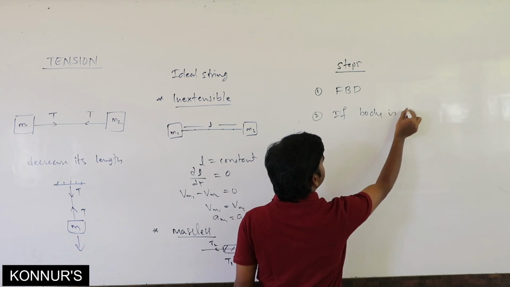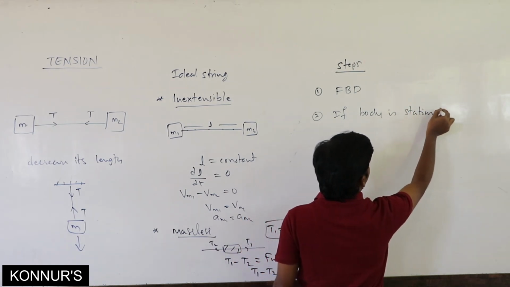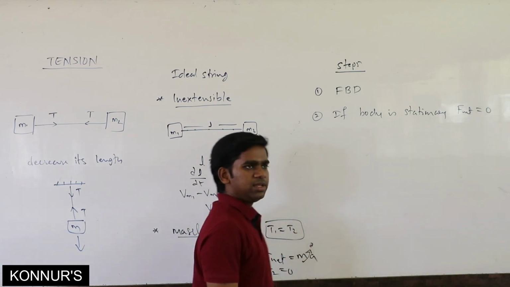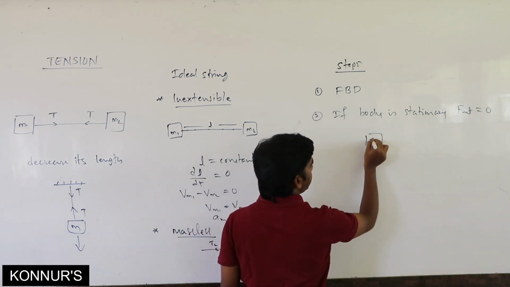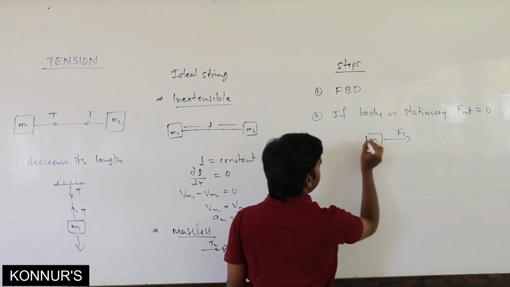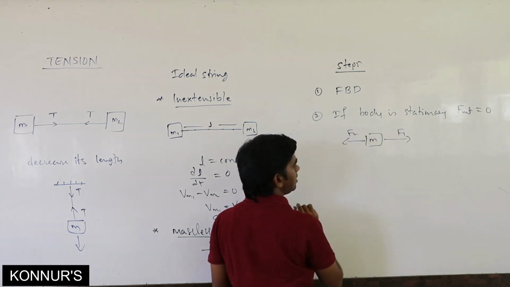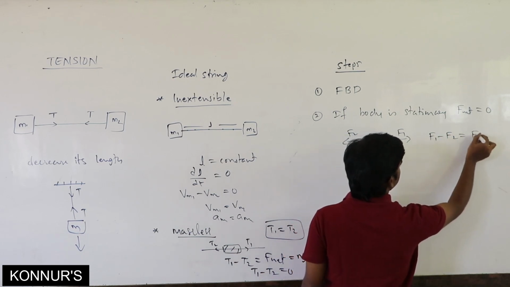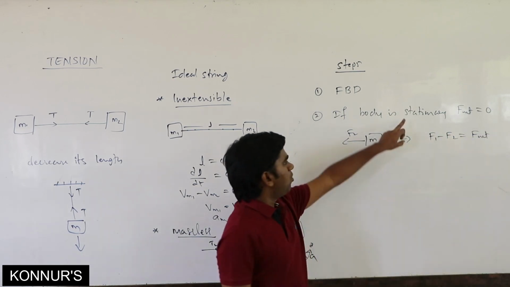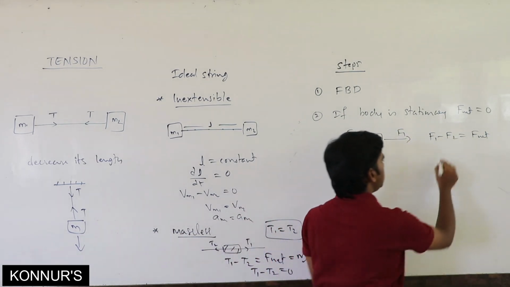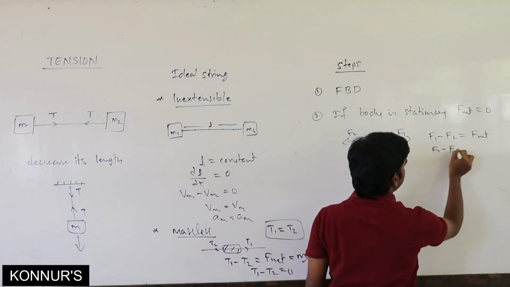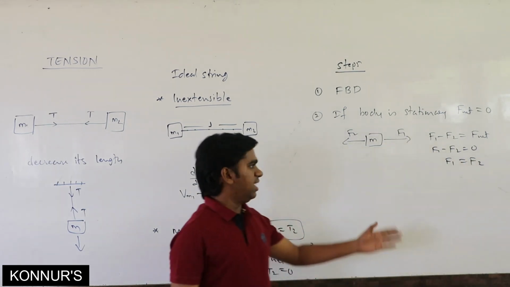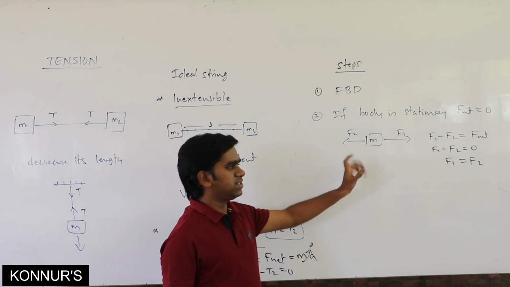If the body is stationary, take F net equals 0. Suppose the body is not moving, it is stationary. If an F1 force is acting on this side and an F2 force is acting on this side, the net force is F1 minus F2 equals F net. If the body is stationary, take F net equals 0. If you take F net equals 0, then F1 becomes equal to F2. That means the body is not moving, it is stationary.